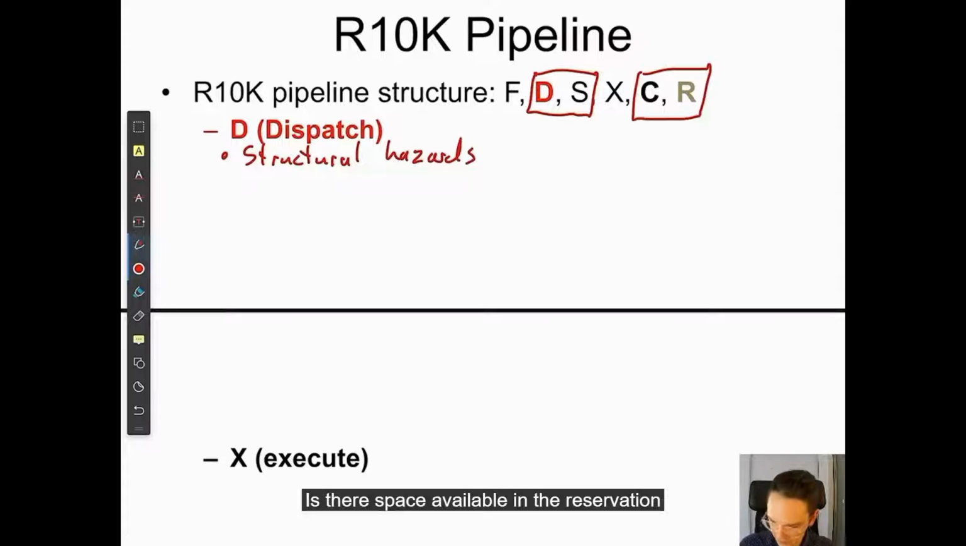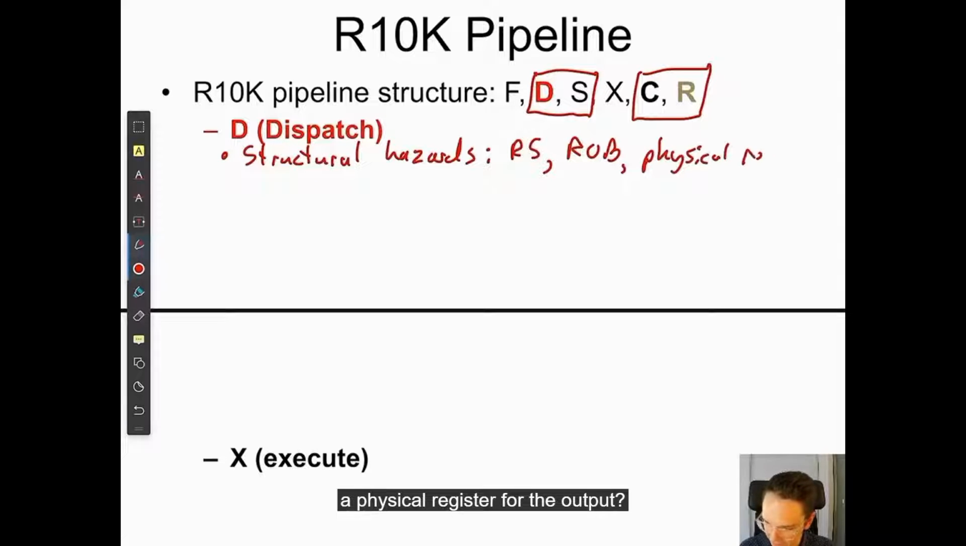Is there space available in the reservation station for this type of instruction, in the reorder buffer? And can we get a physical register for the output? Is the free list non-empty? If we have a structural hazard on any of those structures, then of course we stall, which propagates to younger instructions in the fetch stage.